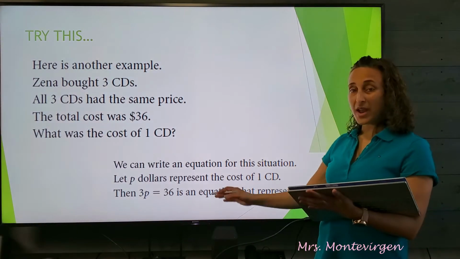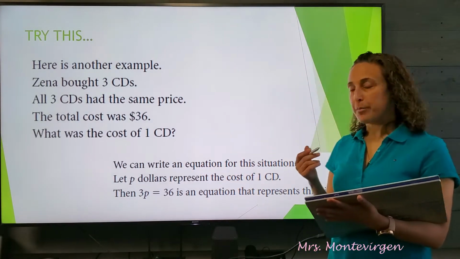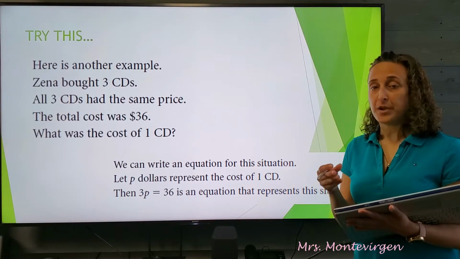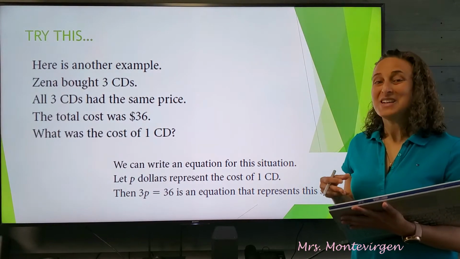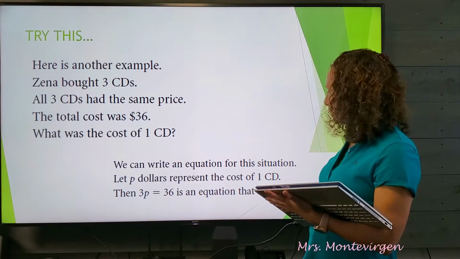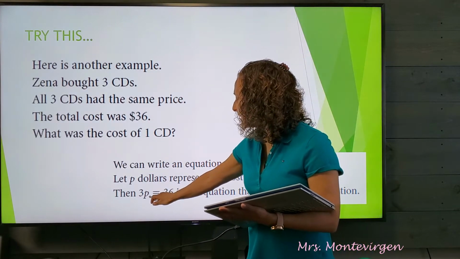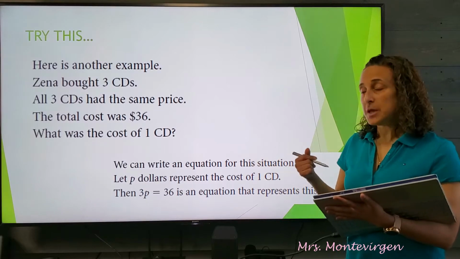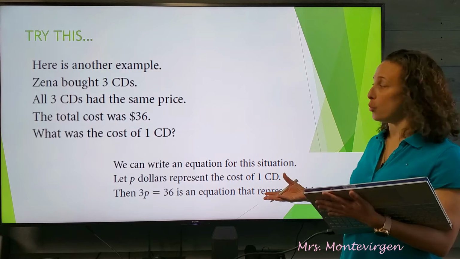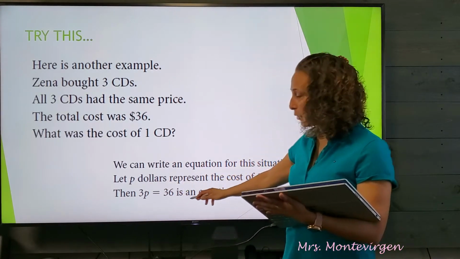Here's the equation that you would use. In this case, P is going to represent the cost of one CD. We're not solving for P right now. We're just creating the equation that would help us do this. To establish the cost, I'm going to take 3 times P equals 36, keeping in mind that P represents the cost of one CD, which we don't really know. So we take our information and bring it down into the answer.